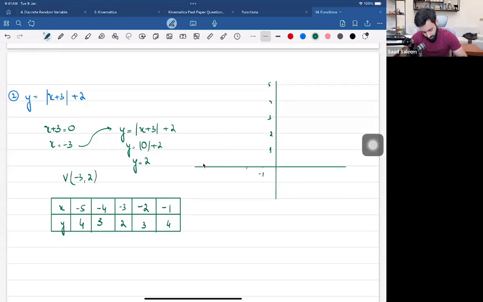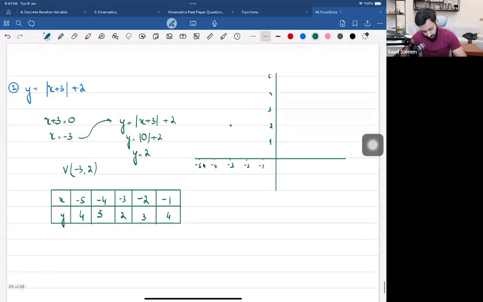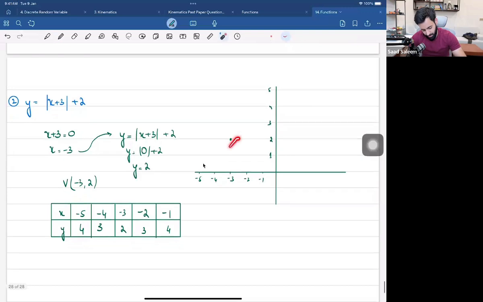Here's minus 1. Here's minus 2, minus 3, minus 4, minus 5. Now, minus 3 comma 2, that's the vertex. So that means we're going to have a straight line here and a straight line here. Let's plug in minus 2. At minus 2, we got 3. That means somewhere over here. At minus 1, we got 4. Although we didn't plug in 0, if we plugged in 0, we would have gotten 5. So here's the straight line on the right-hand side of the vertex.